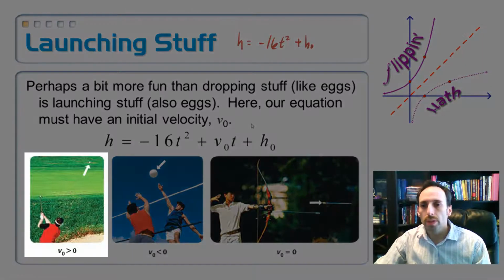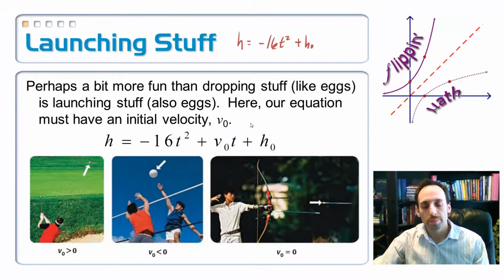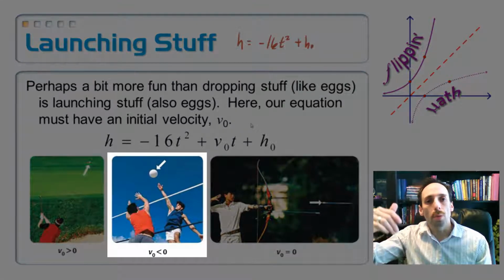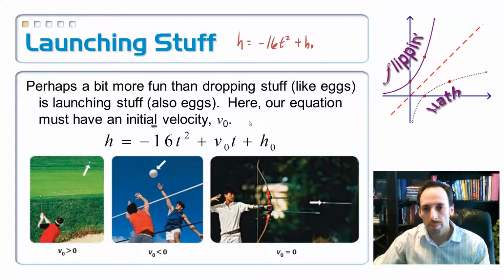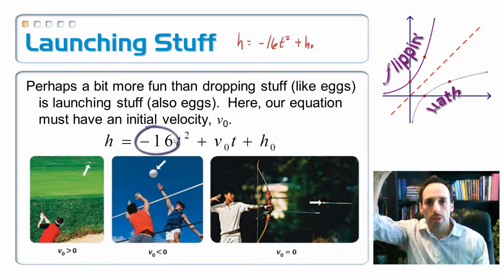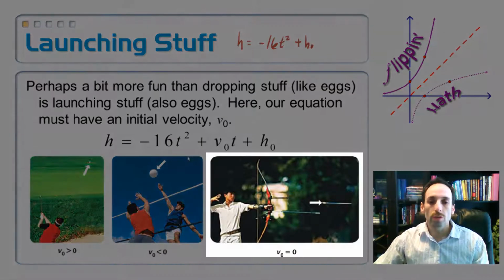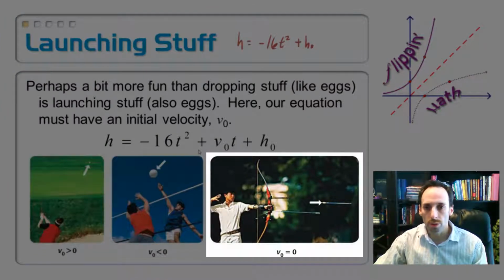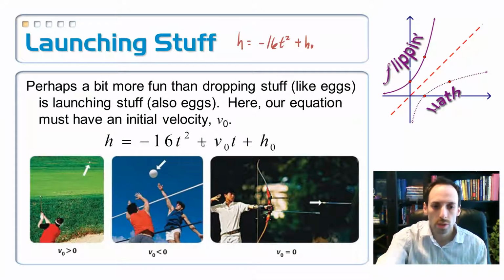That first one, if it has an upward velocity, it's going to be positive. If I'm launching something downwards, its initial velocity is going to be negative. So this is kind of why this negative 16 t squared, that acceleration due to gravity, is negative, because we're going downwards here. And then if it's just horizontal, our initial velocity is going to be 0. So keep some of those things in mind whenever we're writing our equations.